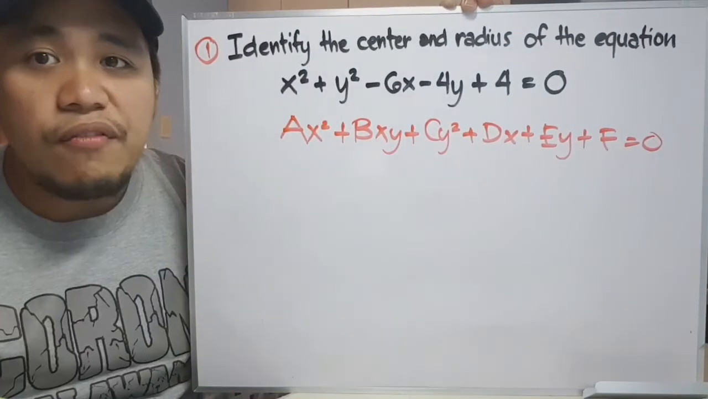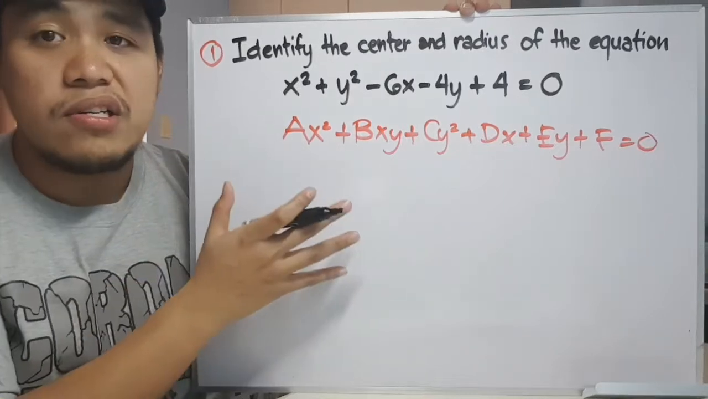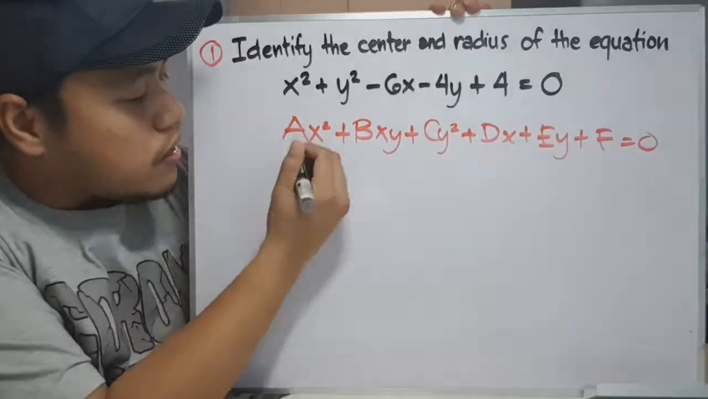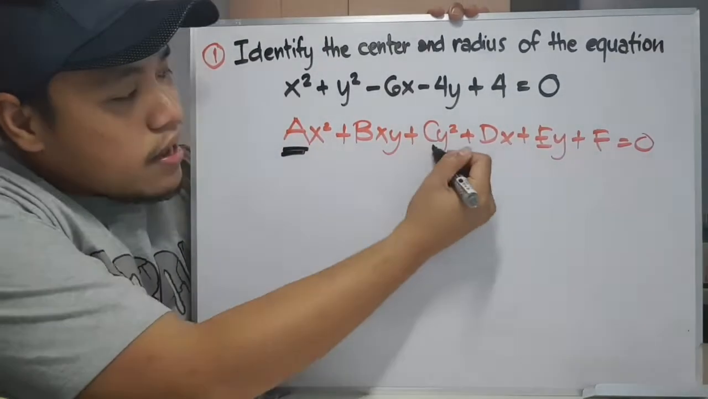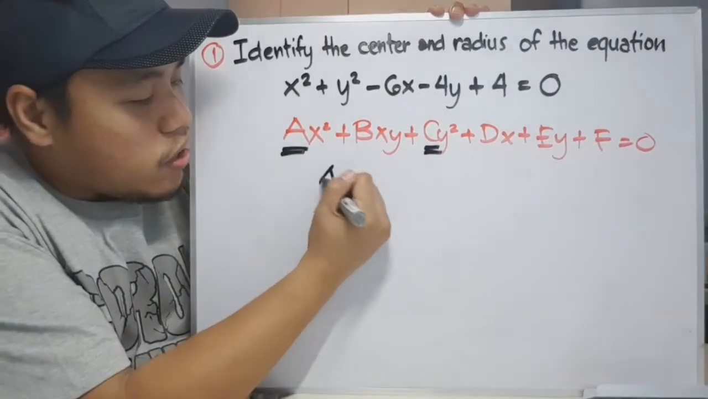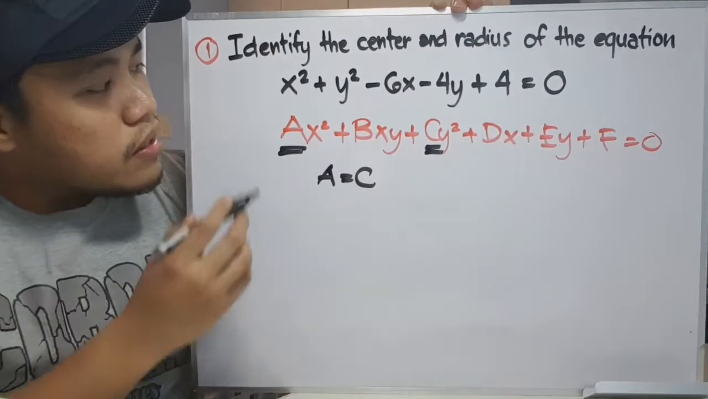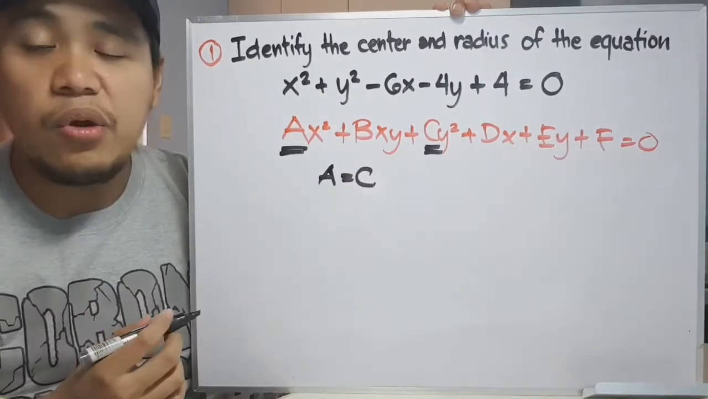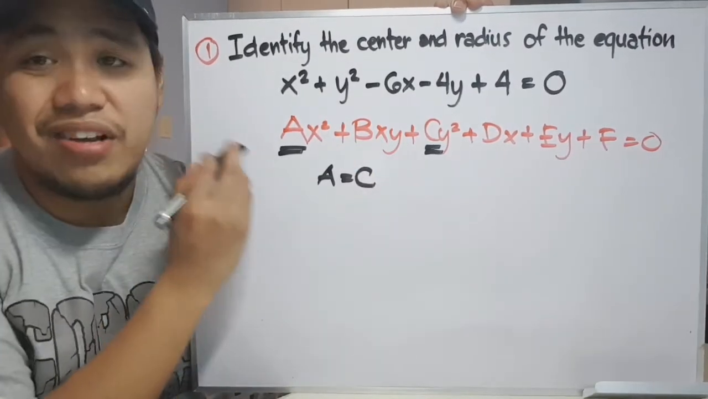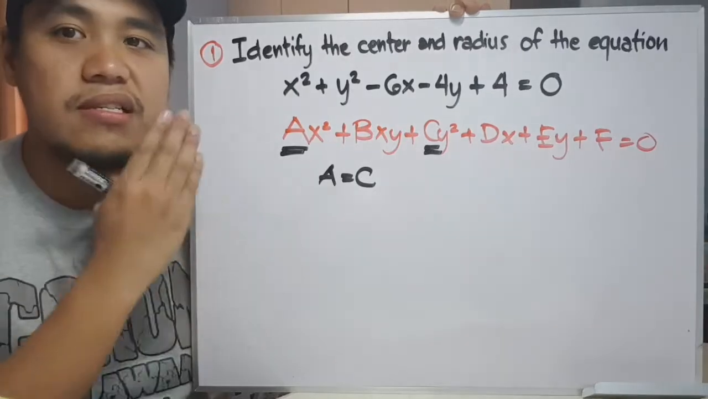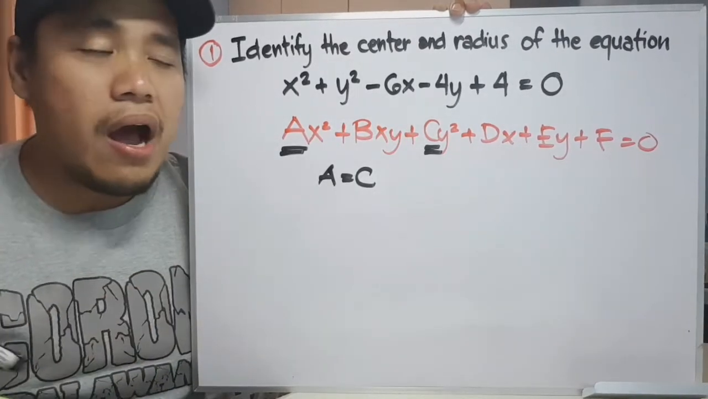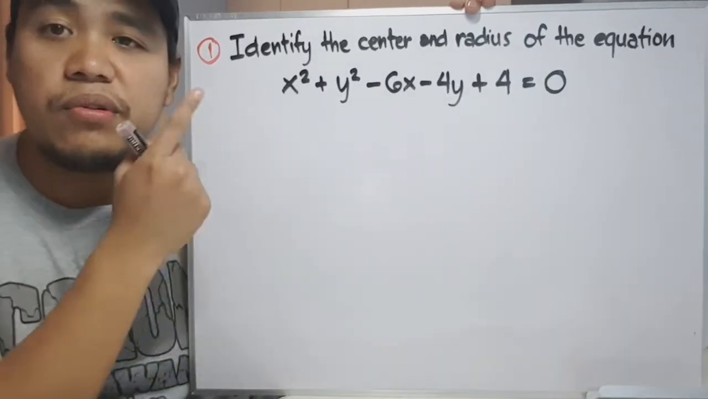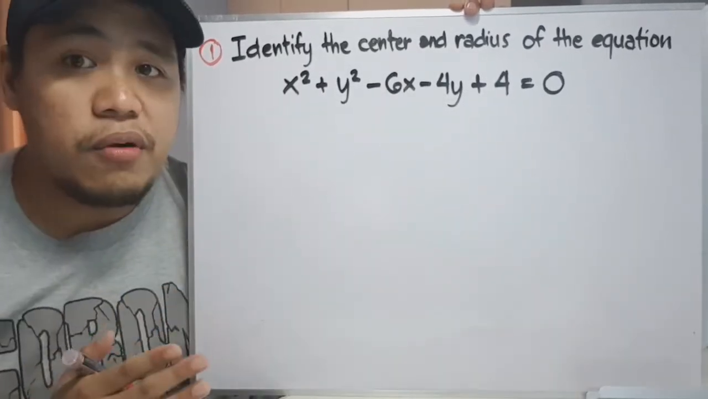So for us to identify if our given conic section is a circle or not, it is given by this rule: if we have A and C that are equal. In this equation, we have A and C that are equal, so we can say that this is actually a circle. Now, since we already know that this is a circle, the next question is, how are we going to know the center and the radius of this circle? We are going to transform this into the standard form of the circle.